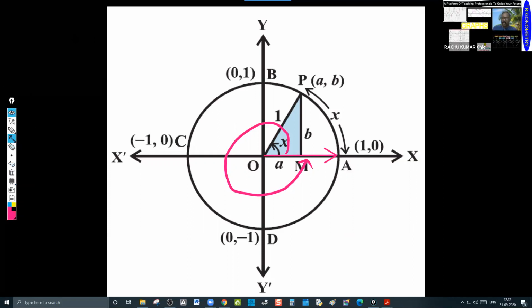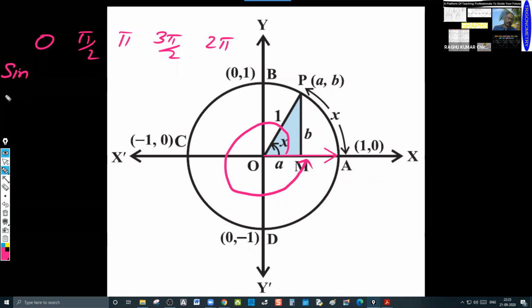So what is your observation here? Just see, for pi by 2, for 0, for pi, for 3 pi by 2, for 2 pi. Let us write this now, for sine and cos. We will fill it now so that you will not be forgetting. Just visualize this so that you will not be forgetting.